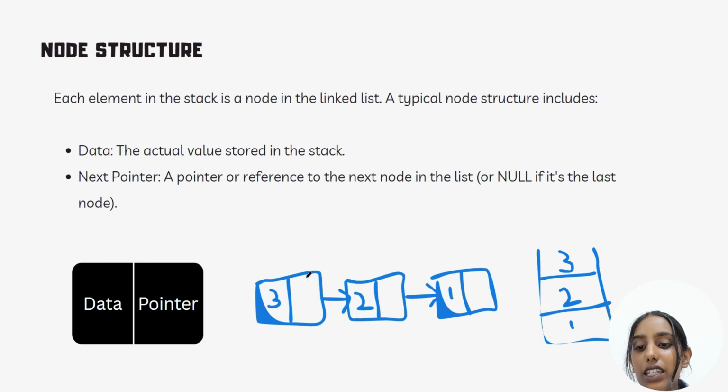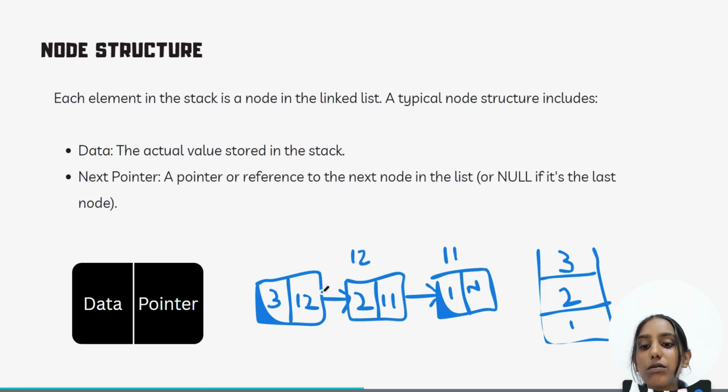Here the memory address of the next node is stored. Let's just say that the memory address here is 12 and this is 11. So here the memory address would be stored. This would know where the next node is at. So this would store 11. And since this is the last node, it would store null. So this is the structure of a linked list.